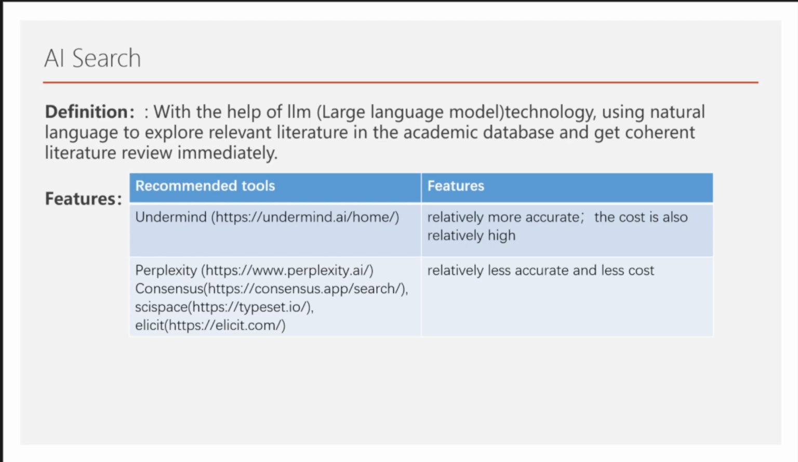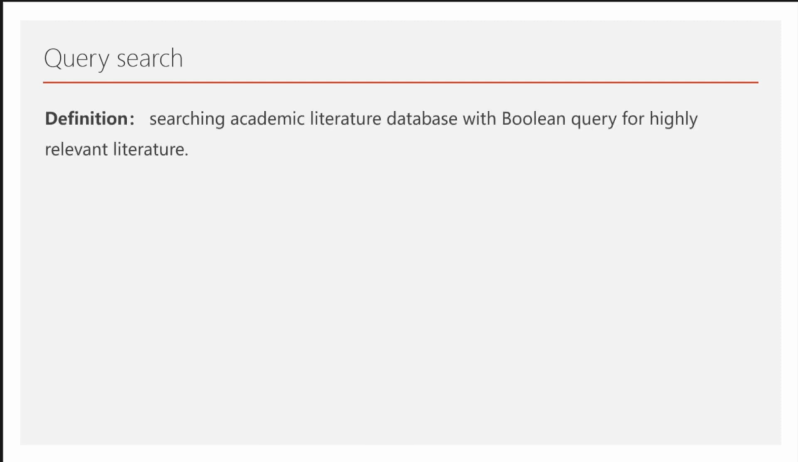Furthermore, because different tools rely on different searching algorithms, it would be helpful to compare different tools' responses for the same question. The next is query search, which means searching academic literature databases with a Boolean query for highly relevant literature. The features of query search, first of all, is accurate. At the current stage, the accuracy achieved by a mature query together with an appropriate search engine and database cannot be surpassed by AI search.